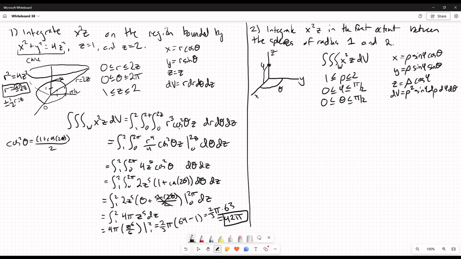This here is going to turn into the integral from 0 to pi over 2, the integral from 0 to pi over 2, the integral from 1 to 2. X squared is going to turn into, this is going to be a doozy, rho squared sine squared of phi cosine squared of theta. Z is going to turn into rho cosine of phi. And then dv is going to turn into rho squared sine of phi d rho d phi d theta. And that looks awful, but it's actually going to simplify quite a bit.